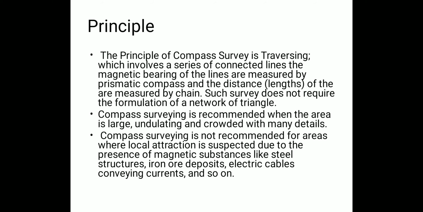The principle involved in compass surveying is traversing, which involves a series of connected lines. The magnetic bearings of the lines are measured by the prismatic compass, and the distances are measured by chain. Such a survey does not require the formulation of a network of triangles.